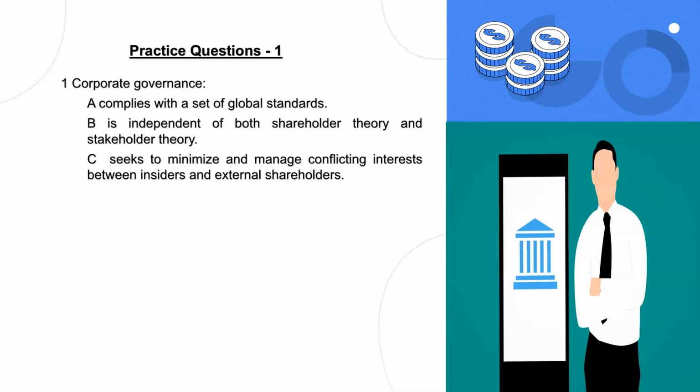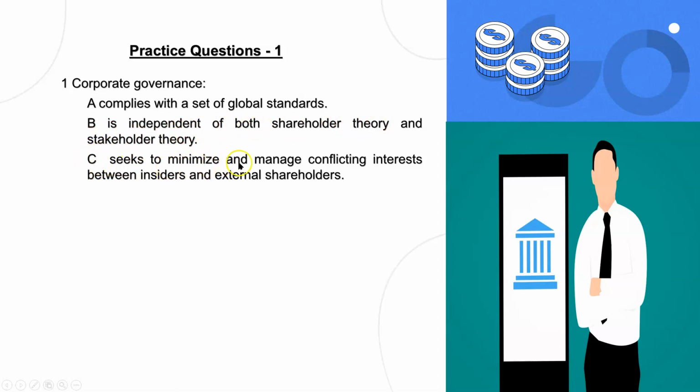Now, this is on corporate governance. Answer number one is that corporate governance complies with a set global standard. I think this is wrong because there is no consensus agreement between countries about the standard. There are different standards, so this is definitely wrong. B is independent of both shareholder theory and stakeholder theory. Let us see whether this is right or wrong. Let us go to C.